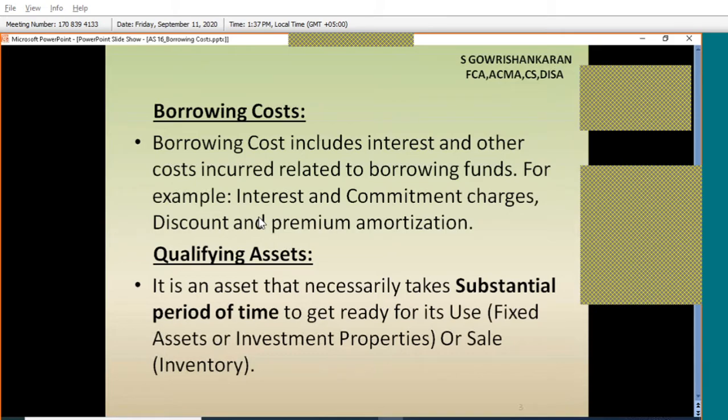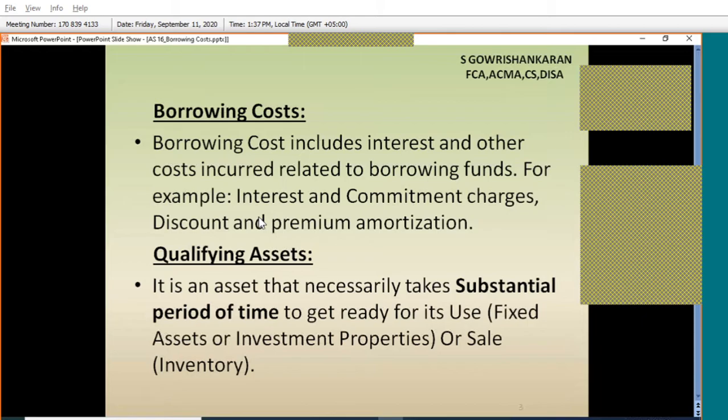But substantial period of time means, sir, I started constructing this mall, but it will take 5 years minimum. That is a substantial period of time. Qualifying asset means the asset is under construction, under preparation. It is the asset which will take a substantial period of time to get ready for its use. Meaning presently I am not able to use that asset. Next year I am not able to use that asset. Third year also I will not be able to use it. After the 5th year only I am eligible to use this asset.